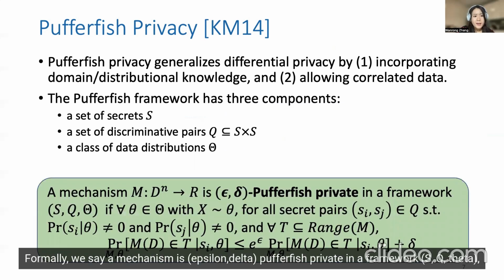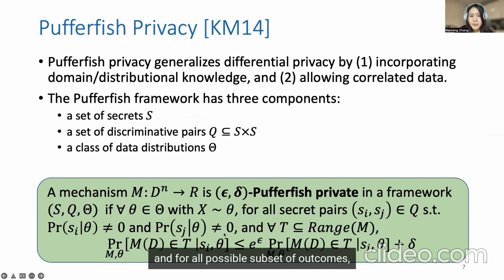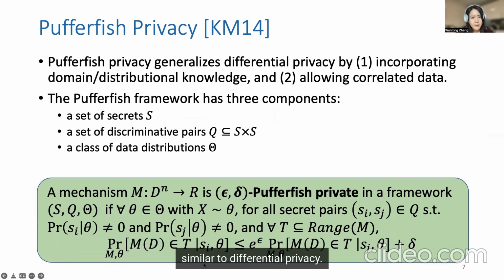Formally, we say a mechanism is epsilon-delta Pufferfish private in a framework (S, Q, Theta) if for all possible data distributions in this class, and for all secret pairs with non-zero probabilities, and for all possible subsets of outcomes, the probability of the outcomes conditioned on the secret pairs should be close in this epsilon-delta closeness notion, similar to differential privacy.